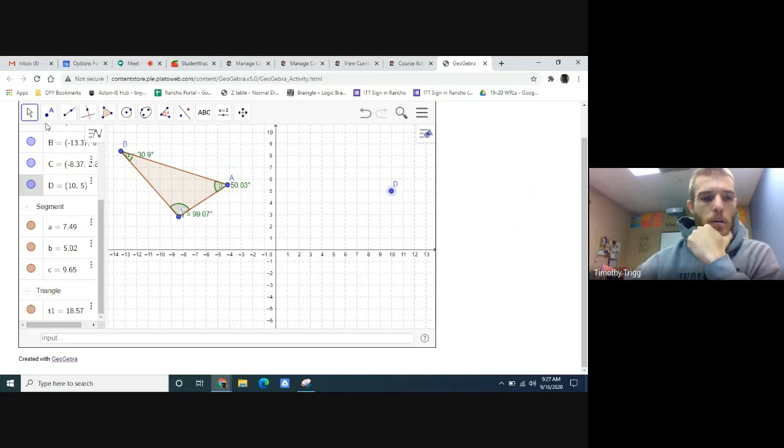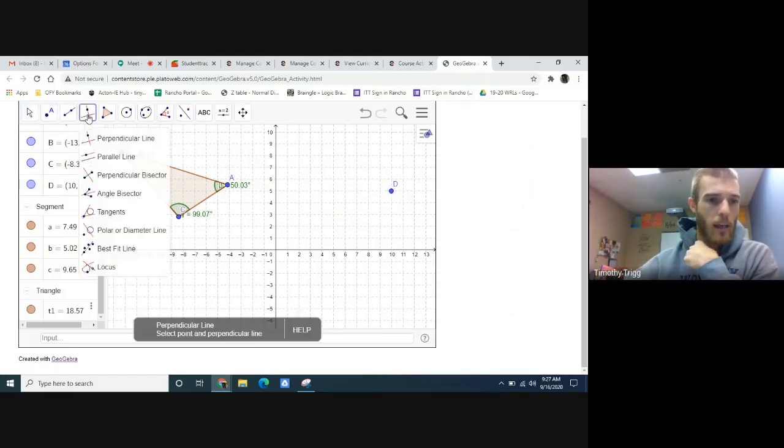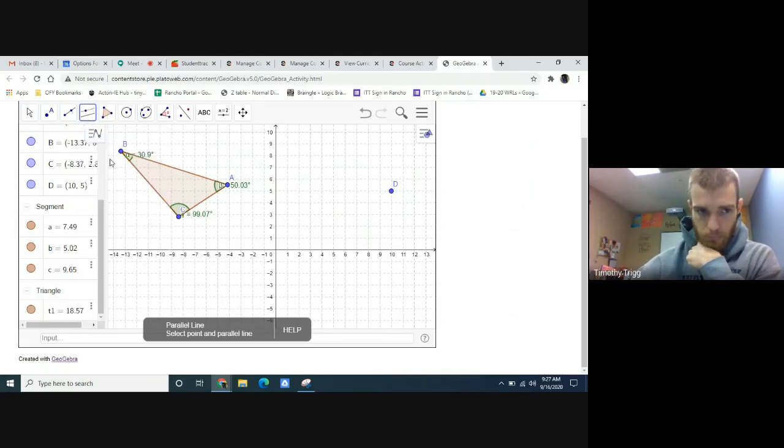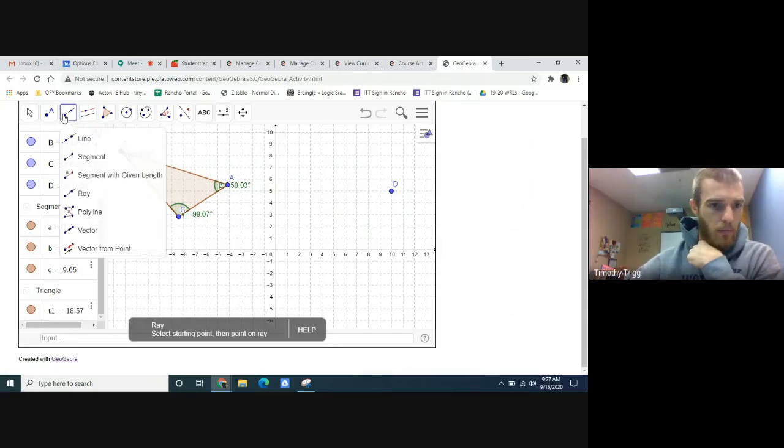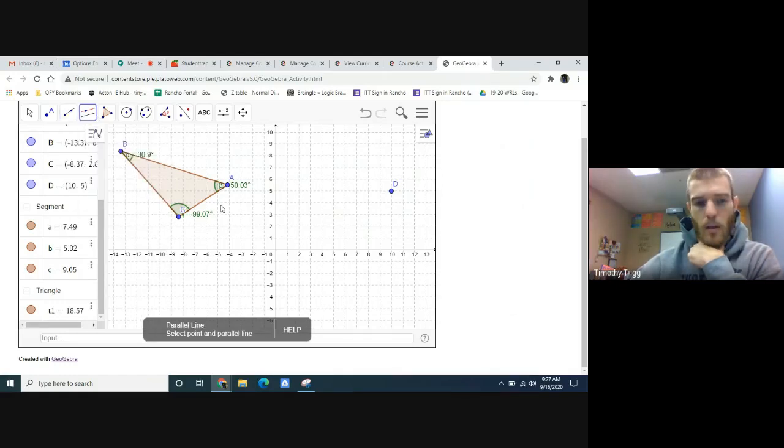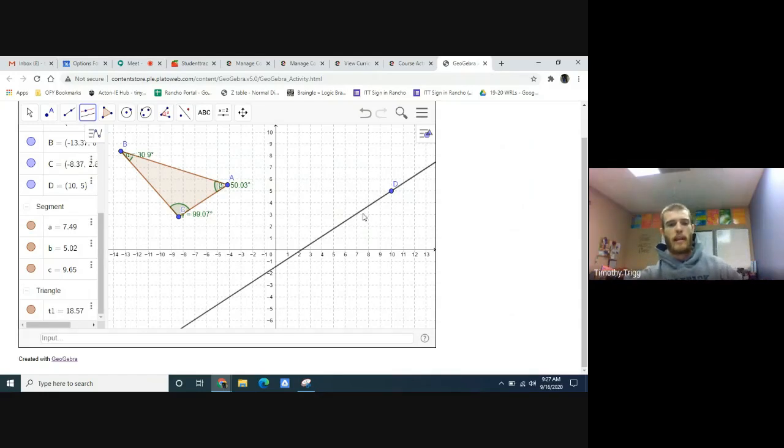Now, after you have your point D, along the top you'll see this list of tools. Go ahead and click that, and you should see parallel lines. Go ahead and click parallel line. Do I have parallel segment? No. So you have to use parallel line. We want to select the point D, and then select this line. So what we've produced is a line that is parallel to AC.